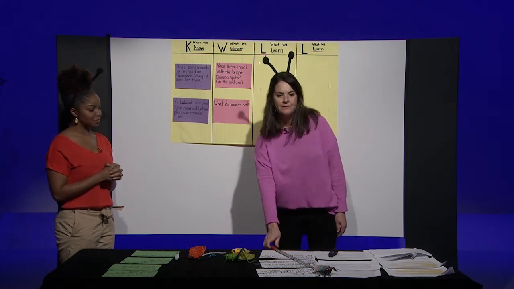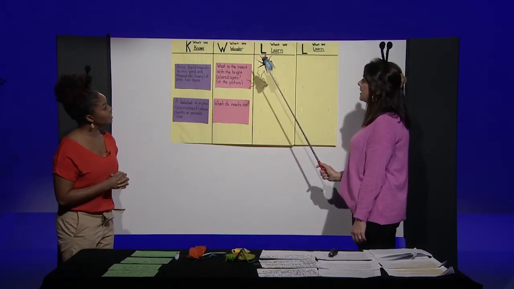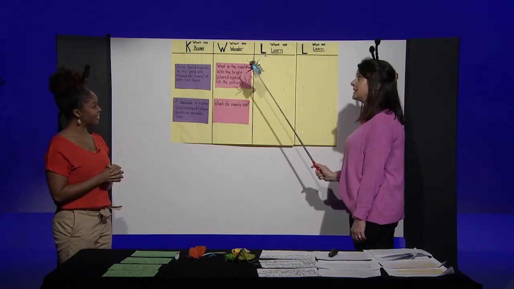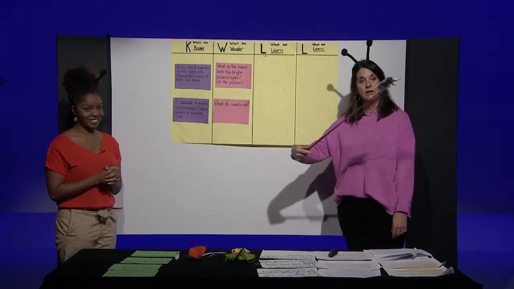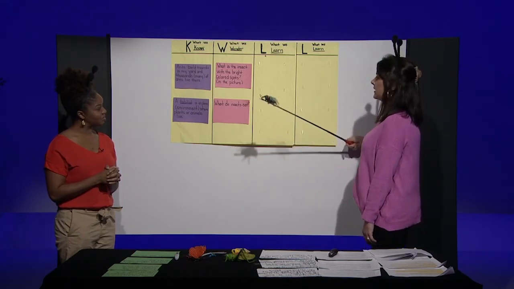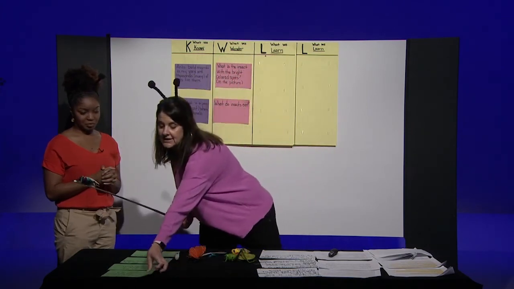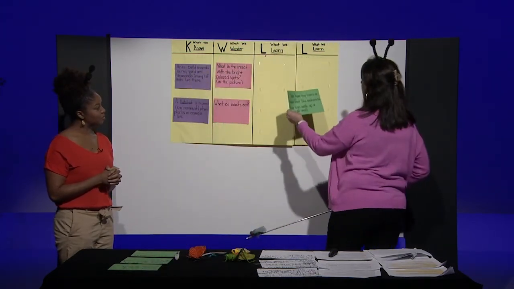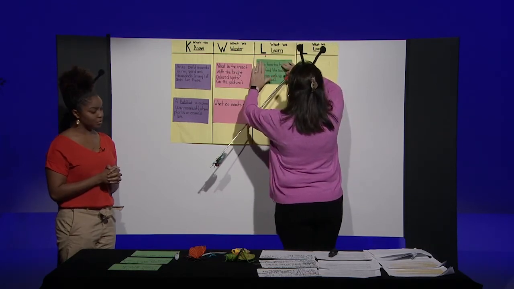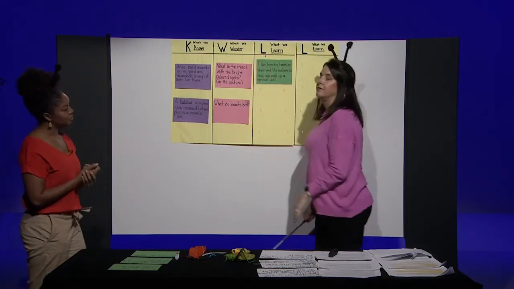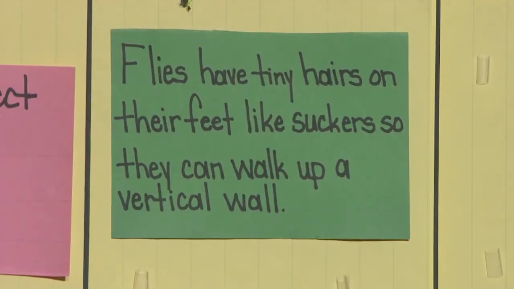I always wondered. In fact, look what has landed on my pointer. Oh, wow, it's a fly. Apparently, he is using his suckers on the bottom of his feet to stick to my pointer. Well, he's been a pretty nice guy today, so we're going to let him hang out as we add these things. So our first fact is that flies have tiny hairs on their feet that are like suckers. This helps them to walk up vertical walls. Remember, vertical is straight up, horizontal is across.